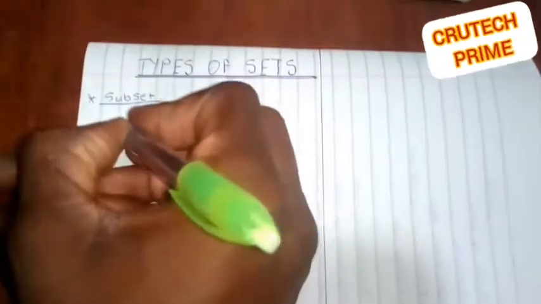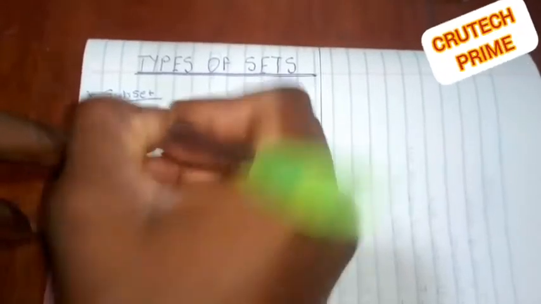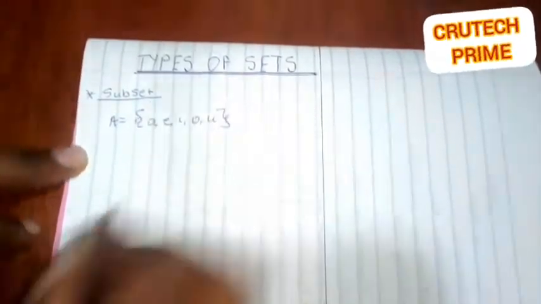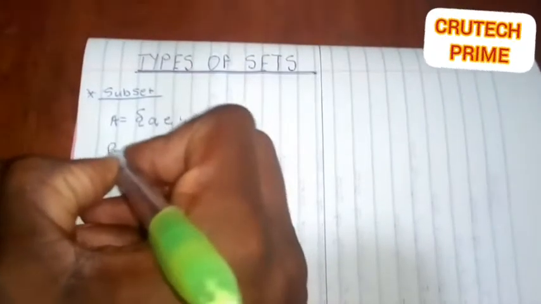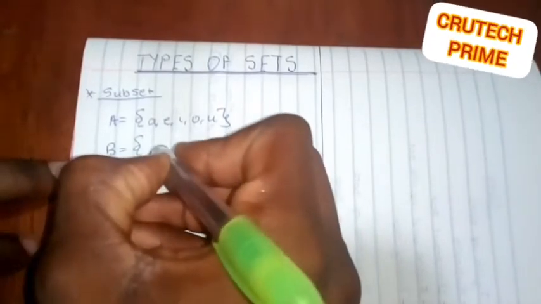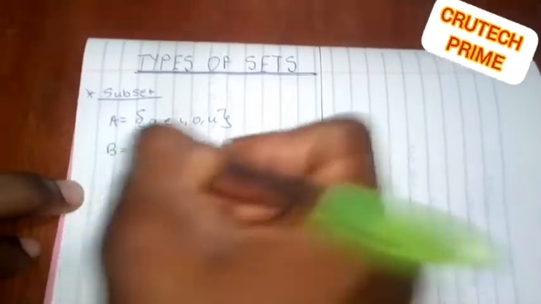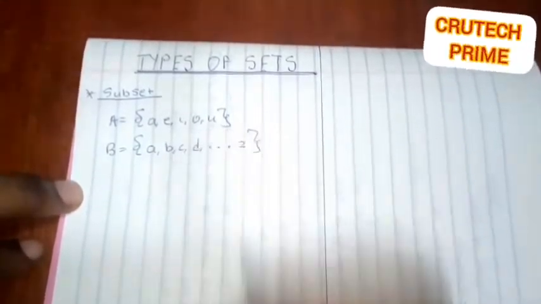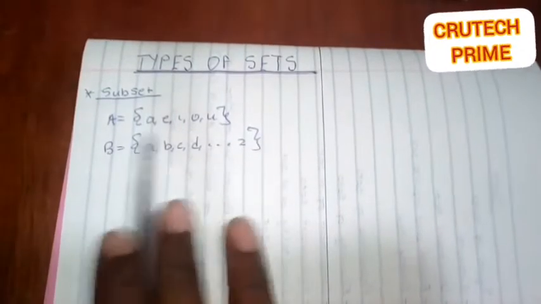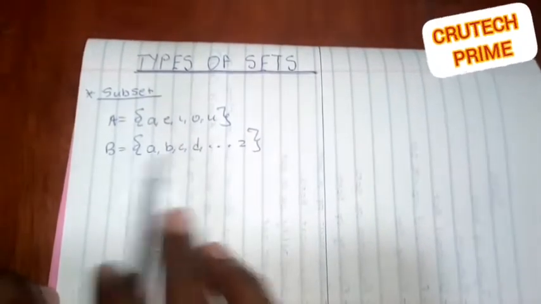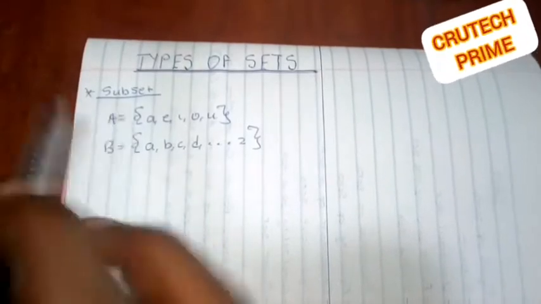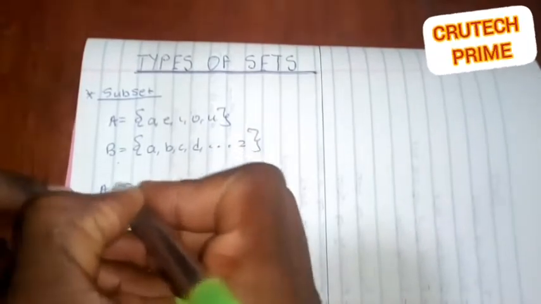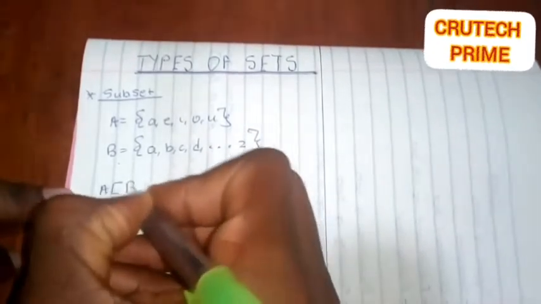If we have a set A that contains the elements A, E, I, O, U, and a set B that contains the elements A, B, C, D, and let's say this set extends to Z, so it has all the alphabets. Now, you can notice that the elements of A can be found in the set B. That means A is a subset of B. So we write it as A, the subset of B.